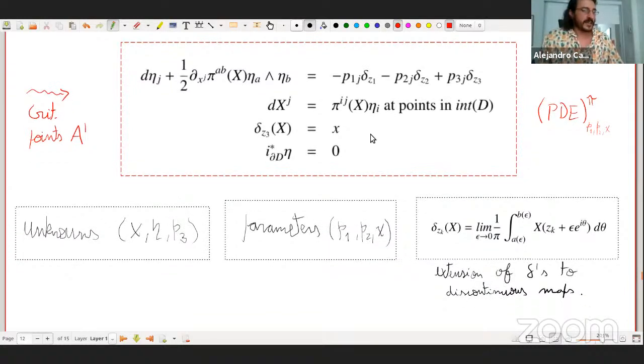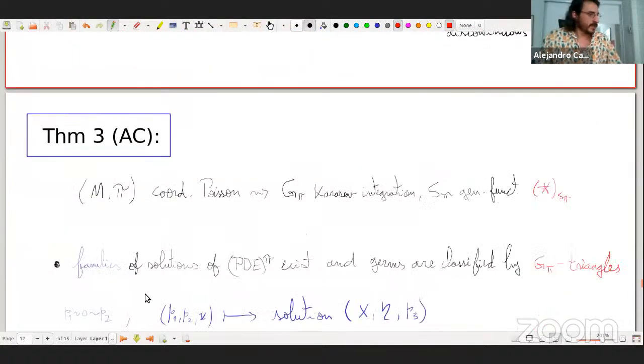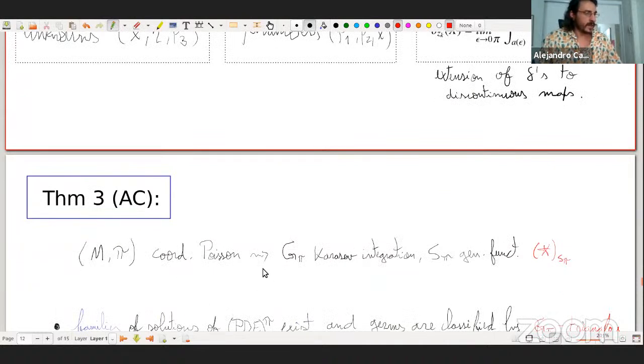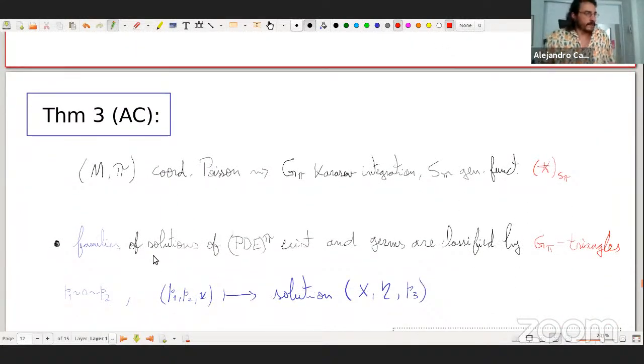Okay, so now we have the ingredients to tell you what the main result is. So here are the hypotheses. We have a coordinate Poisson manifold, and associated to it, we have this Karasev integration and this particular generating function given by the formula. So first of all, what Eva was asking, families of solution always exist. And the germs of such a solution are classified by certain triangles that I want to mention in a second.